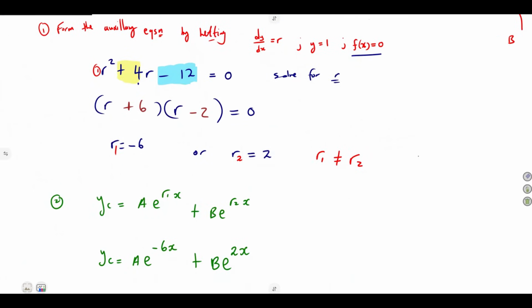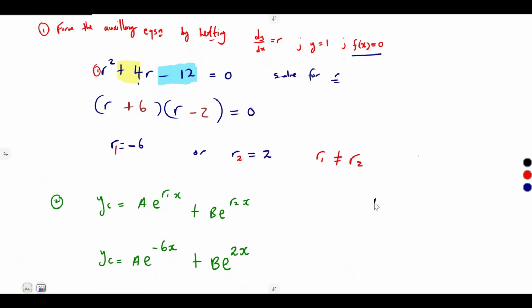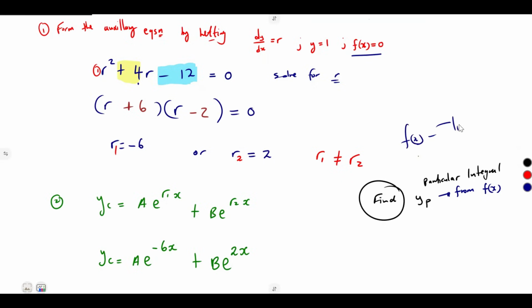So this is it. I want us to see something here. We must find what? The particular integral. We must find yp, which is our particular integral. Okay, no problem. So that yp is taken from f of x. The way our f of x is given, because our f of x can be given as a linear function, it can be a quadratic function, our f of x can be an exponential.